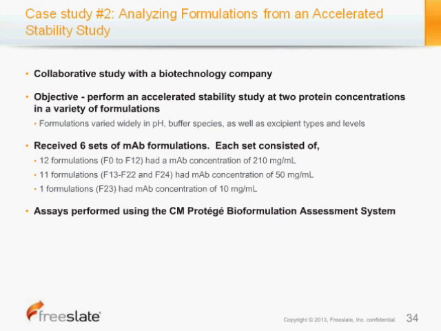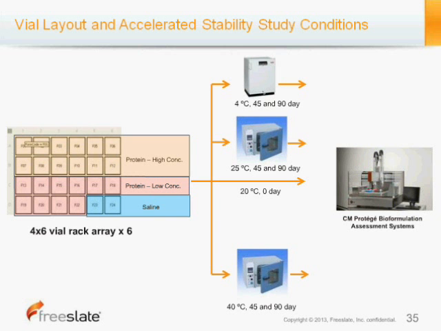So you can see how we did the study in the next slide. Here on the left-hand side, you can see the 4x6 vial rack array and how we laid out the samples in the vial rack. One of the 6 vial racks went immediately to analysis on the CM Protégé bioformulation assessment system. And that was the data we used for our T0 analysis. We took the other 5 racks and put them into an incubator and ovens and a refrigerator.